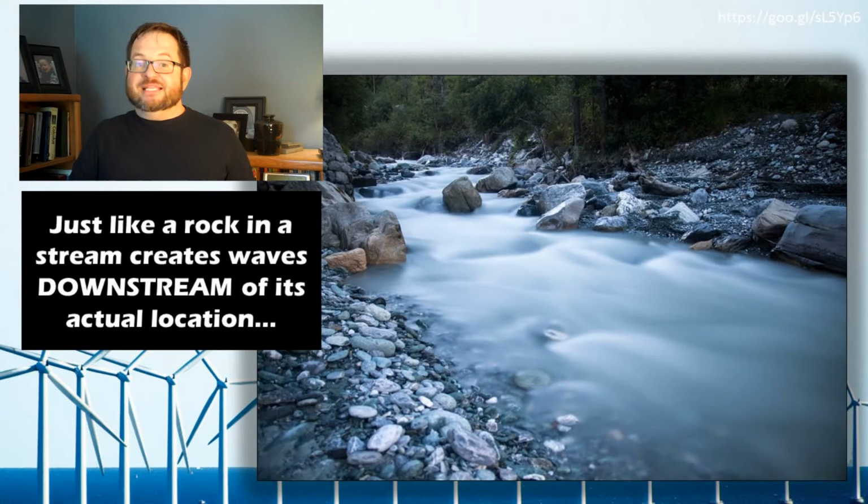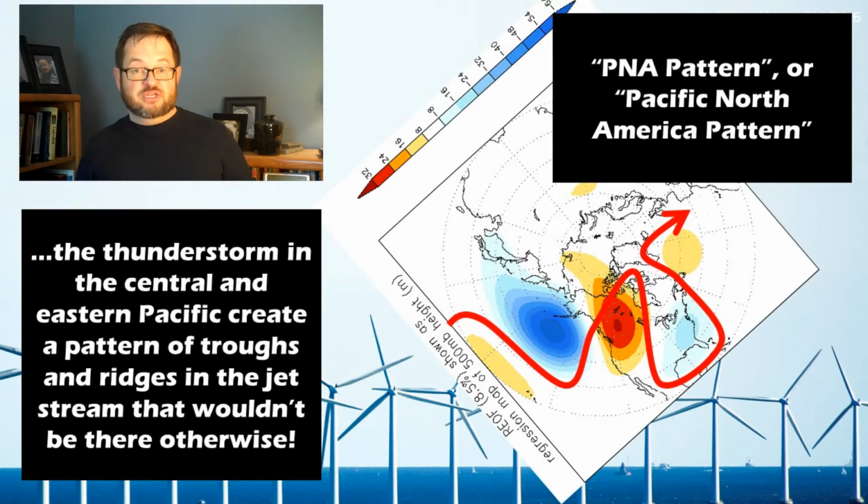Well, that's just a metaphor, but it's actually surprisingly close to what actually happens due to El Nino. The surprising thunderstorms out there in the central and eastern Pacific create features in the upper atmosphere that act kind of like a big obstacle to the jet streams. And you end up getting a pattern of troughs and ridges downstream from the big thunderstorm complexes and so on that are in the central and eastern Pacific.